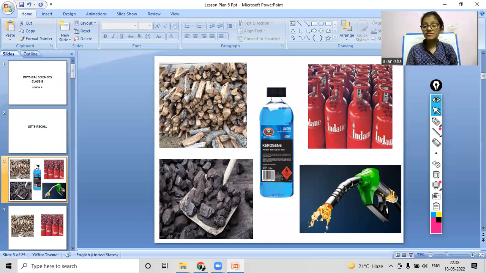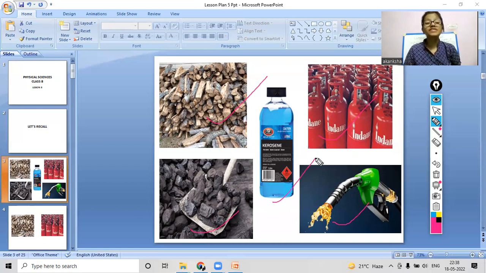The first picture, you can see there are some wood pieces. This is a type of fuel if we burn it. Then in the second picture, we can see some LPG gas cylinders. In the third picture, we can see coal. In the fourth picture, we can see petrol. It is also a kind of fuel that we use. And the middle picture shows a bottle of kerosene. So what do these pictures represent?